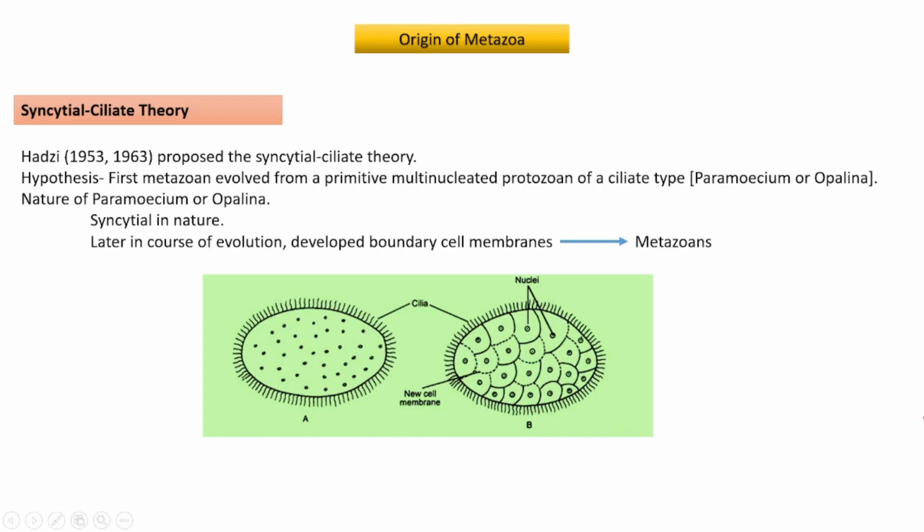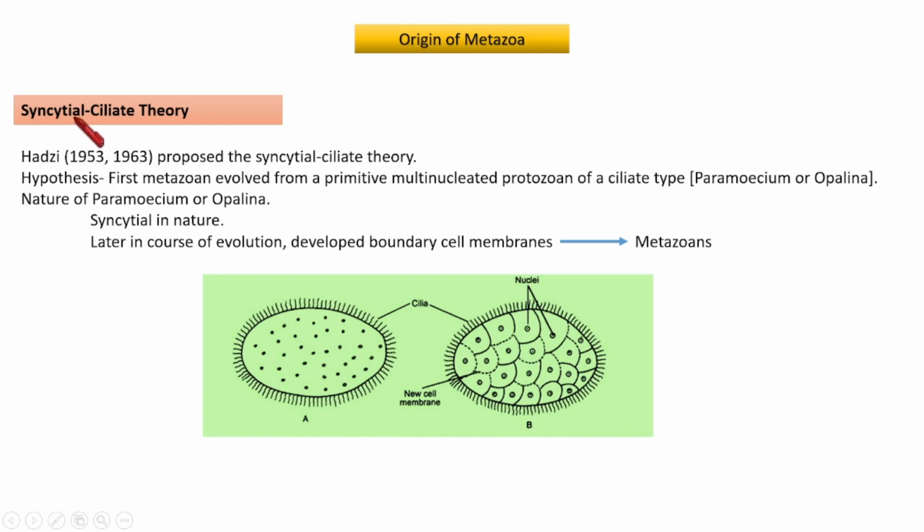Good morning, dear students. Today we will start our class with the topic origin of Metazoa. What is Metazoa? Metazoa means a multicellular condition, or multicellularity. How did the first multicellular organism emerge? It is explained through many theories. We can go through each theory one by one.